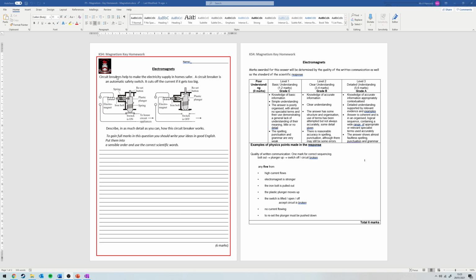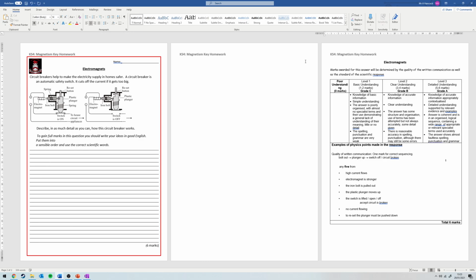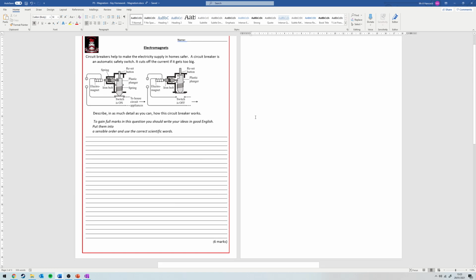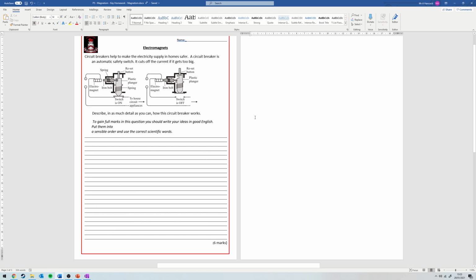Now on the right hand side of the page you can see the mark scheme. So what I'd like you to do is try and answer it first, and I'll give you an extra space so it's harder to see when you're doing it. So try and answer this question first, switch over to a green pen and mark it afterwards.